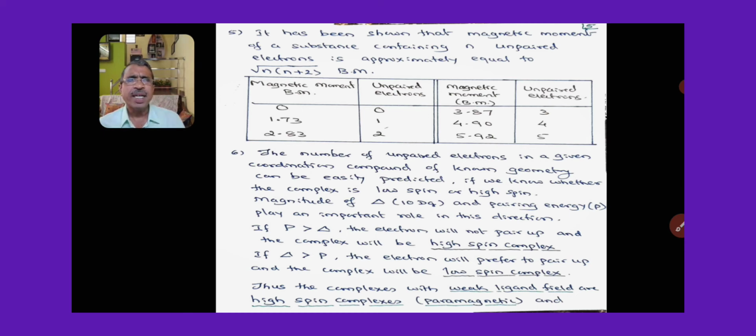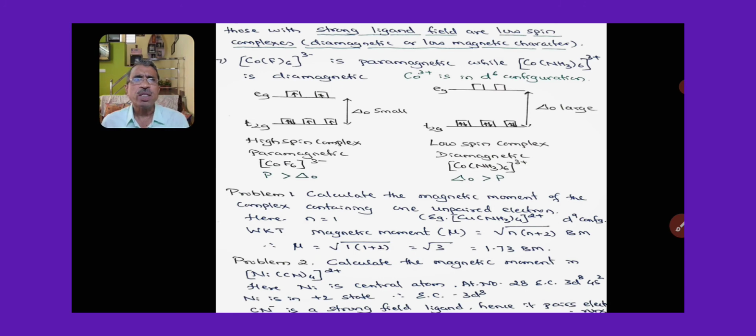If the pairing energy is greater than the CFSE, the crystal field stabilization energy, the electrons will not pair up and the complex will be a high spin complex. If the CFSE, the delta, is greater than the pairing energy, the electrons will prefer to pair up and the complex will be a low spin complex. Thus, the complexes with weak ligand field are high spin complexes or paramagnetic, and those with strong ligand field are low spin complexes or diamagnetic or of low magnetic character.